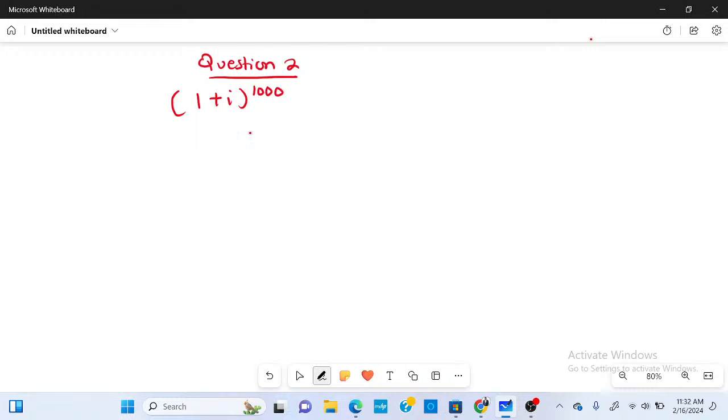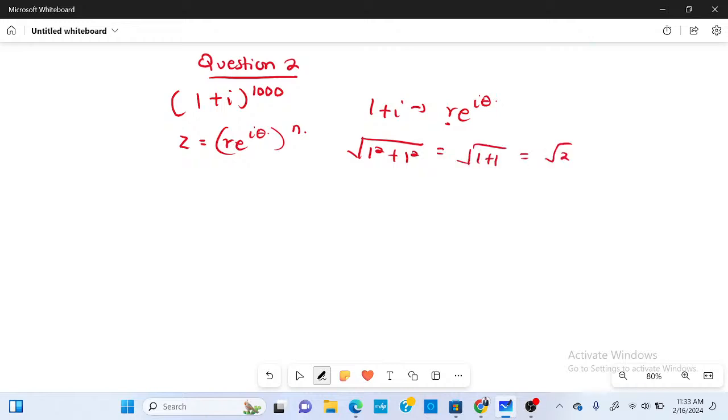So I have this expression here, 1 plus i to the power n. Let me make it n. So our power n is 1000 in our problem. So we have to convert 1 plus i to the form r e^(iθ). To convert that, I need r, which is the modulus, giving us the square root of 1 squared plus the coefficient of the imaginary part, which is 1, also squared. That gives me the square root of 1 plus 1, which is the square root of 2.